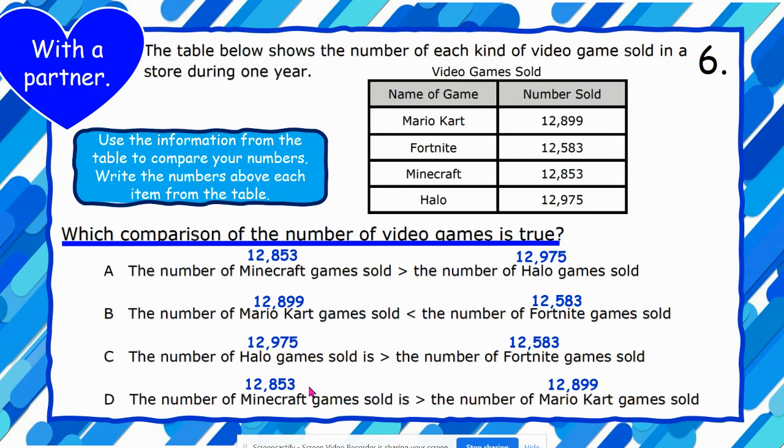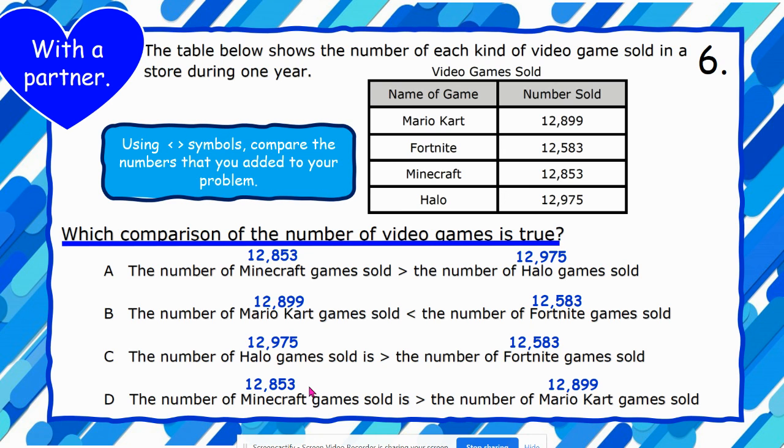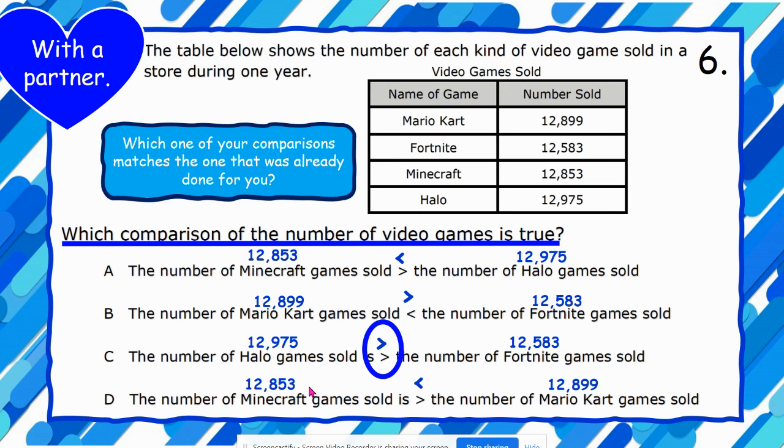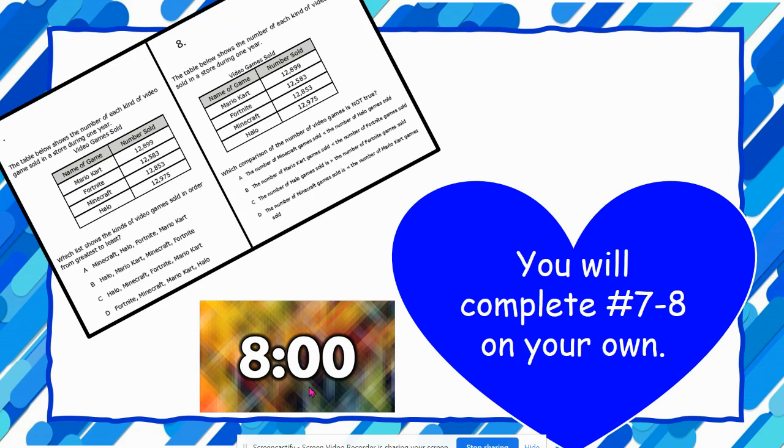All right, you remember what our next strategy was? Using our symbols. So you're going to go place your comparing symbol between each of these numbers. All right, and our last strategy, which one of your comparisons matches the one that was already done for you? That would be letter C. So the correct answer for this one is C. This comparison is true. Great job.